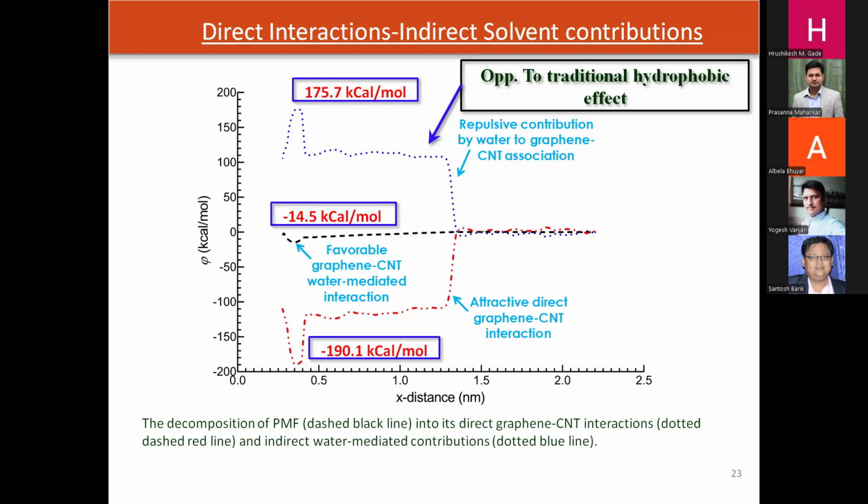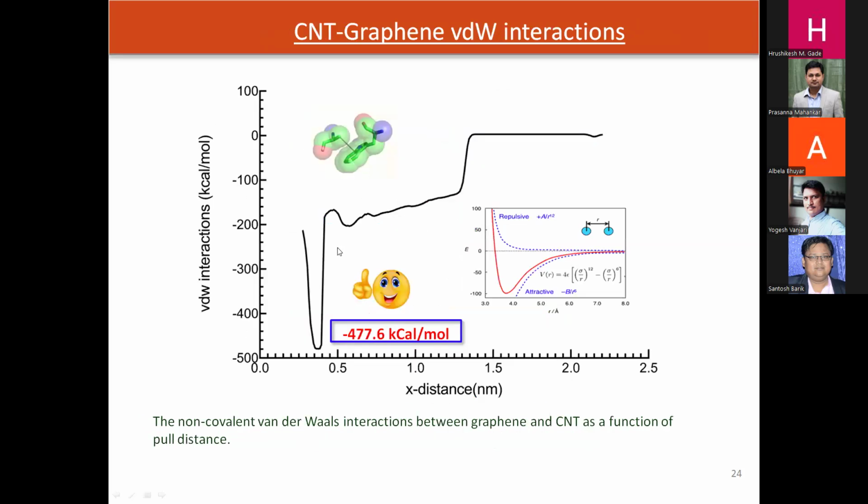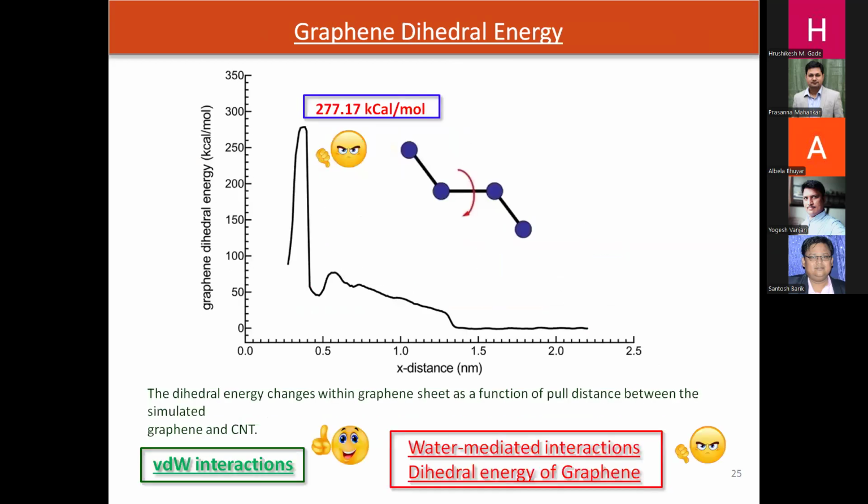Second, what happens in the CNT and graphene interactions? Their van der Waals interactions increase, which is very obvious, because if atoms are coming into contact with each other, van der Waals interaction would increase. Another thing happening is that the graphene, which was flat in nature, has now twisted, so its dihedral energy is going to increase.